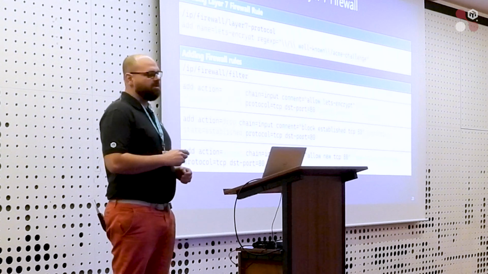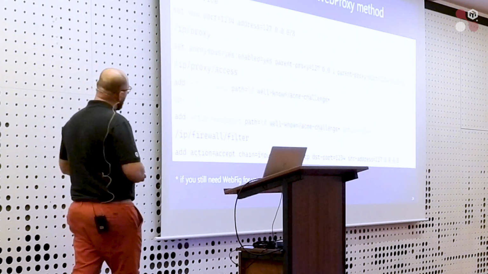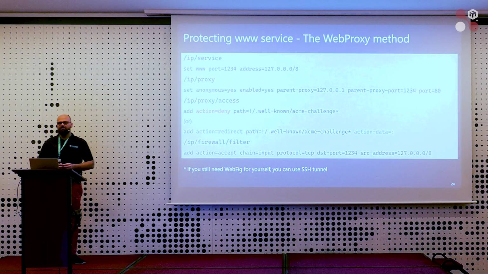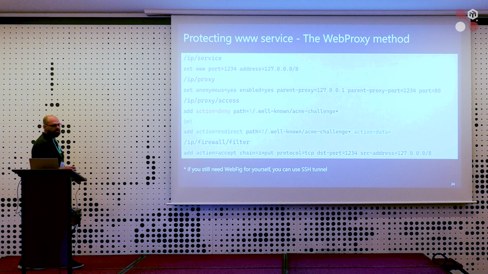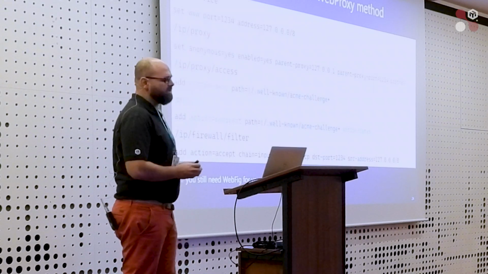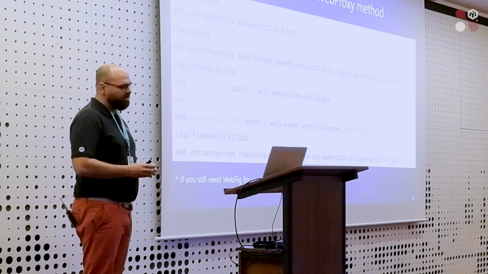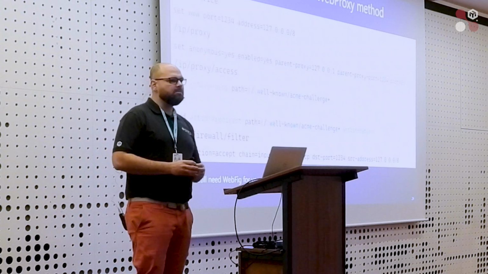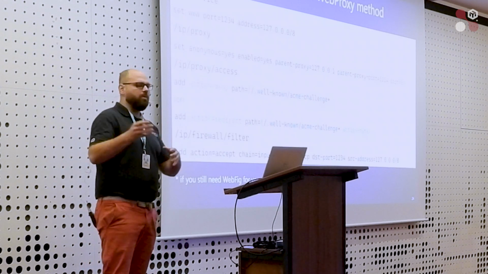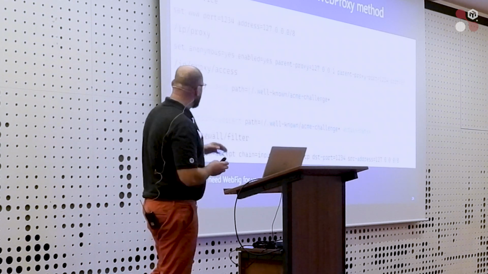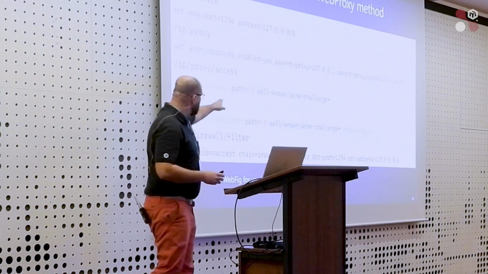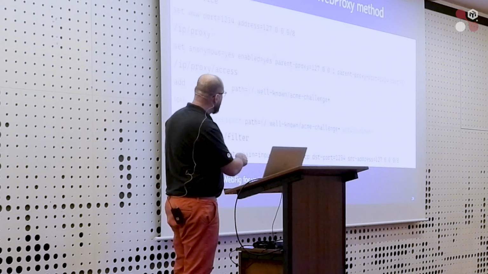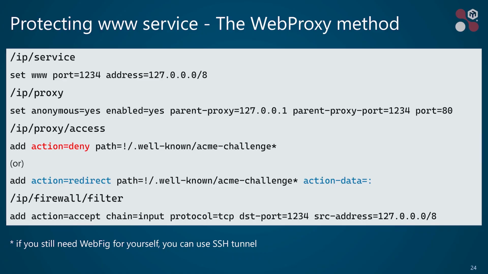The second method is using the web proxy, where you move your www service to a port, let's say 1234, and you make it available only from the localhost. Then you create a web proxy with anonymous access enabled, the parent proxy will be the web service itself, and you start the proxy on port 80. So you change the www for the web proxy, and then you can make rules. You can make an action deny, so if the path is not, see the exclamation mark here, if the path is not the well-known ACME challenge, deny.